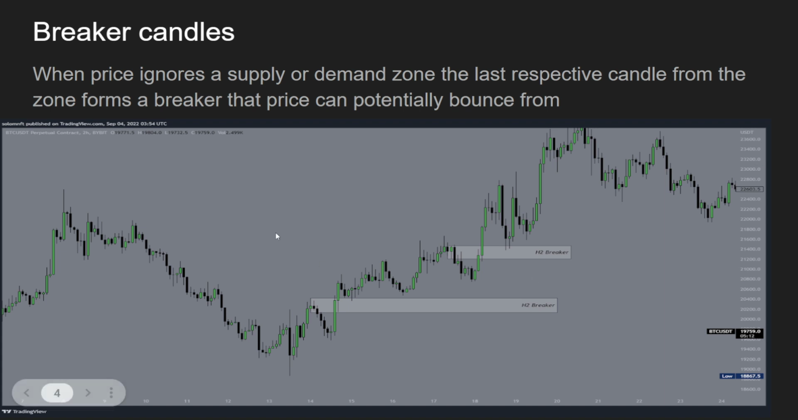Next up, we have breaker candles. So when price ignores a previous valid supply or demand, the last respective candle from the zone forms a breaker that price can potentially bounce from. So here, this is a breaker, right? This would have been an old valid supply. This is a breaker as we get a bounce from price from here.